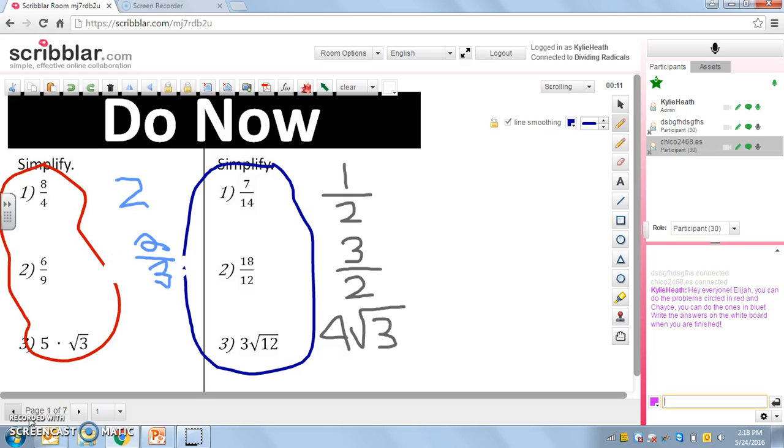Okay, so let's take a look at this real quick. Both of you did a great job for numbers 1 and 2. You reduced those fractions correctly. What is the difference between number 1 that Elijah did and number 1 that Chase did? Can anyone type in the chat box what the difference is between those two?